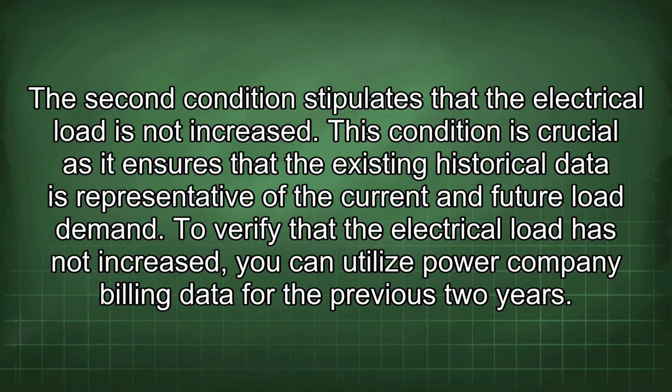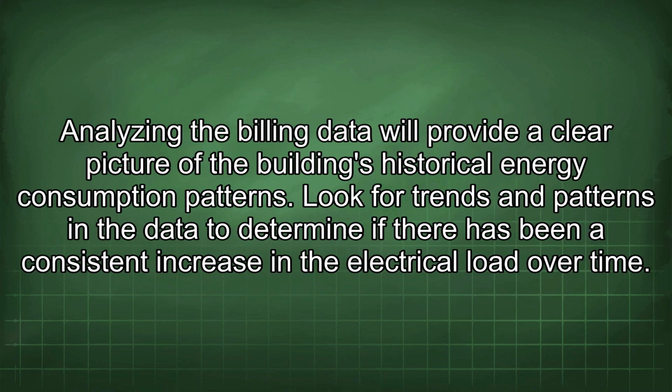The second condition stipulates that the electrical load is not increased. This condition is crucial as it ensures that the existing historical data is representative of the current and future load demand. To verify that the electrical load has not increased, you can utilize power company billing data for the previous 2 years. Analyzing the billing data will provide a clear picture of the building's historical energy consumption patterns.